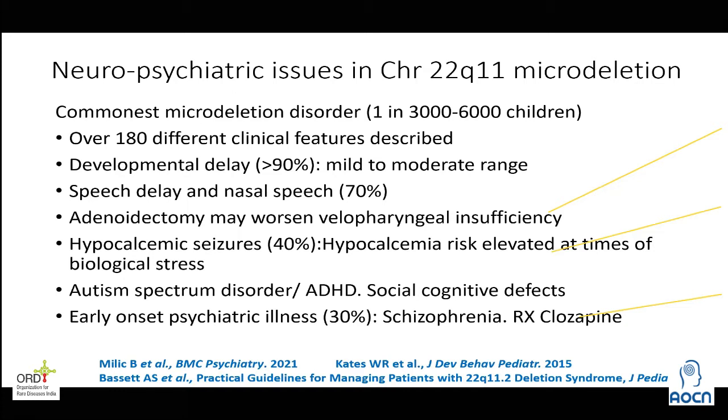So if you look at the statistics, 30% of 22q patients develop schizophrenia, usually in their 2nd or 3rd decade.